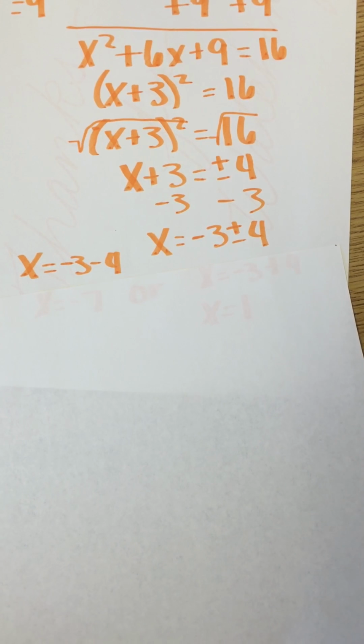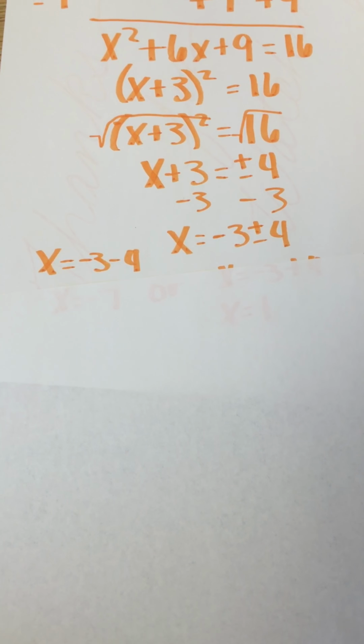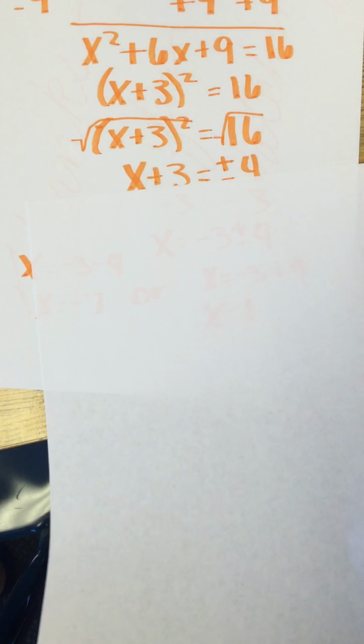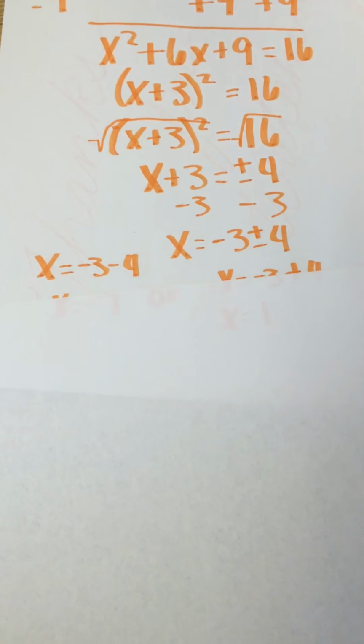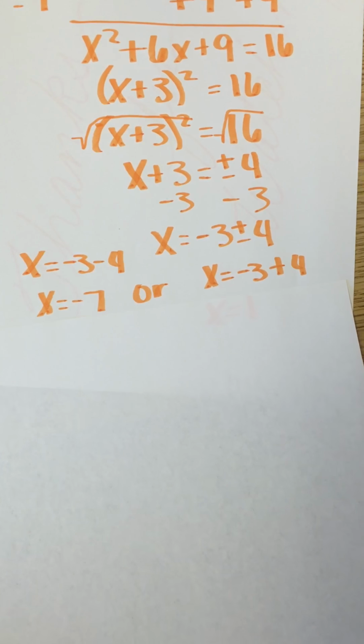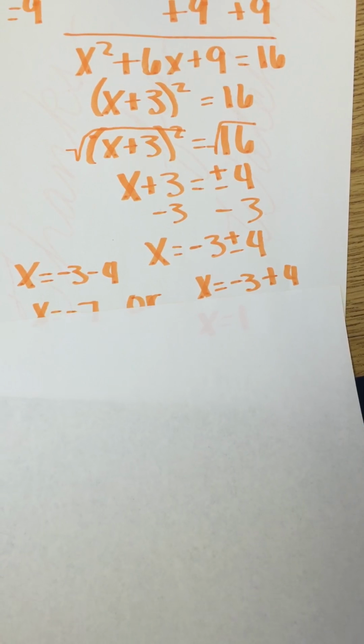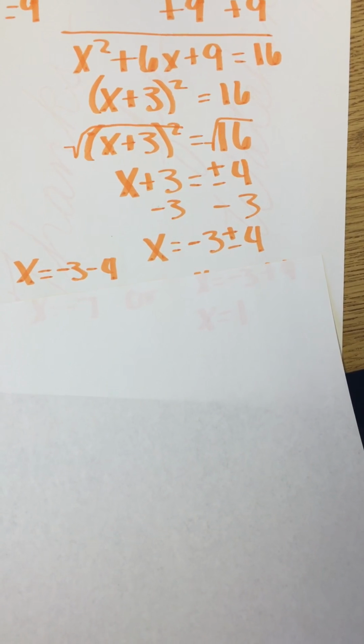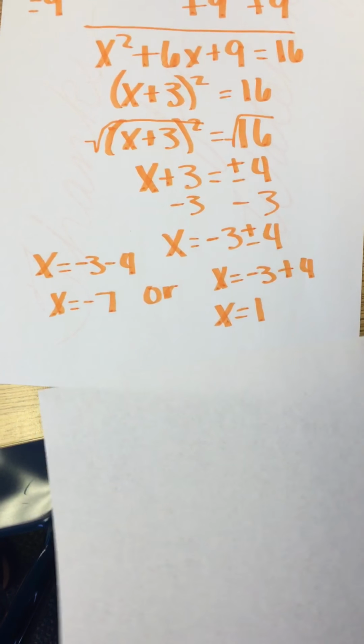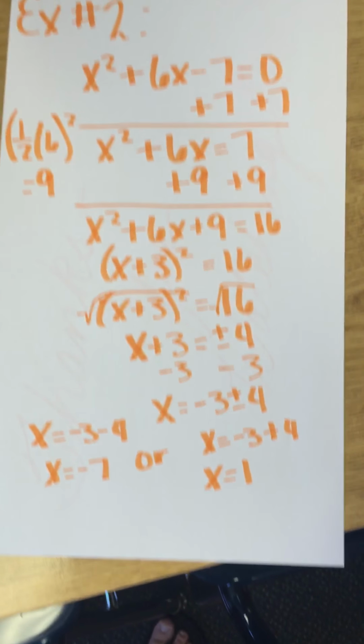Now you have to do x equals negative 3 minus 4, or x equals negative 3 plus 4. Your answer should be x equals negative 7 or x equals 1.